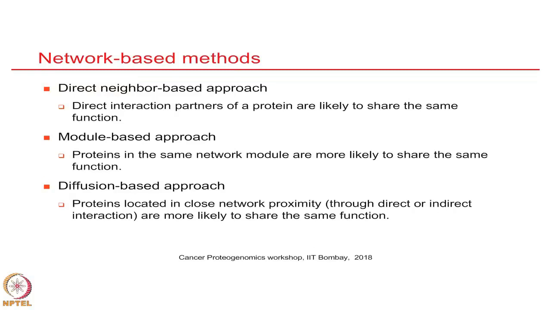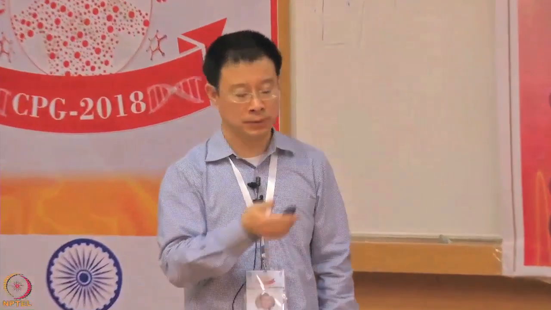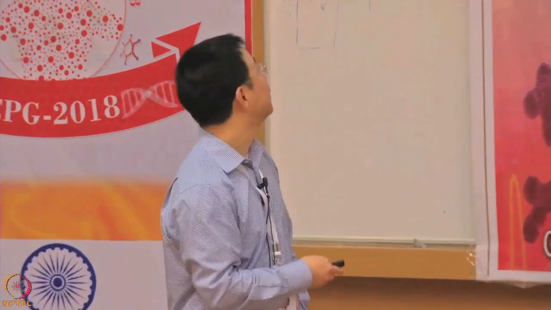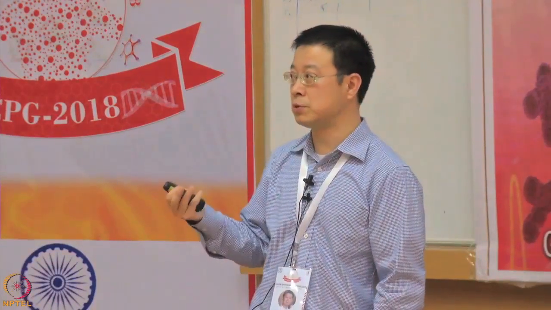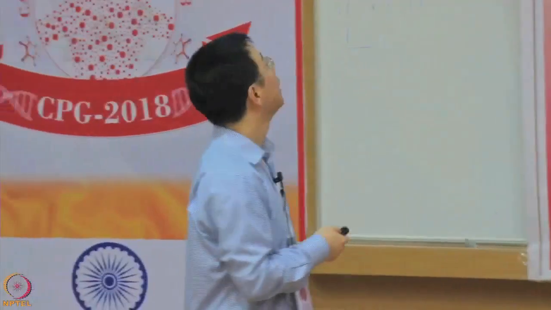And the last method is called the diffusion based approach. The direct neighbor method is a very local method that only focuses on the direct relationship. The module approach is relatively more global. But the diffusion based approach basically tries to explore the whole network as a whole system. I think this is probably a more powerful approach. I can show you a few examples to help you understand this approach.